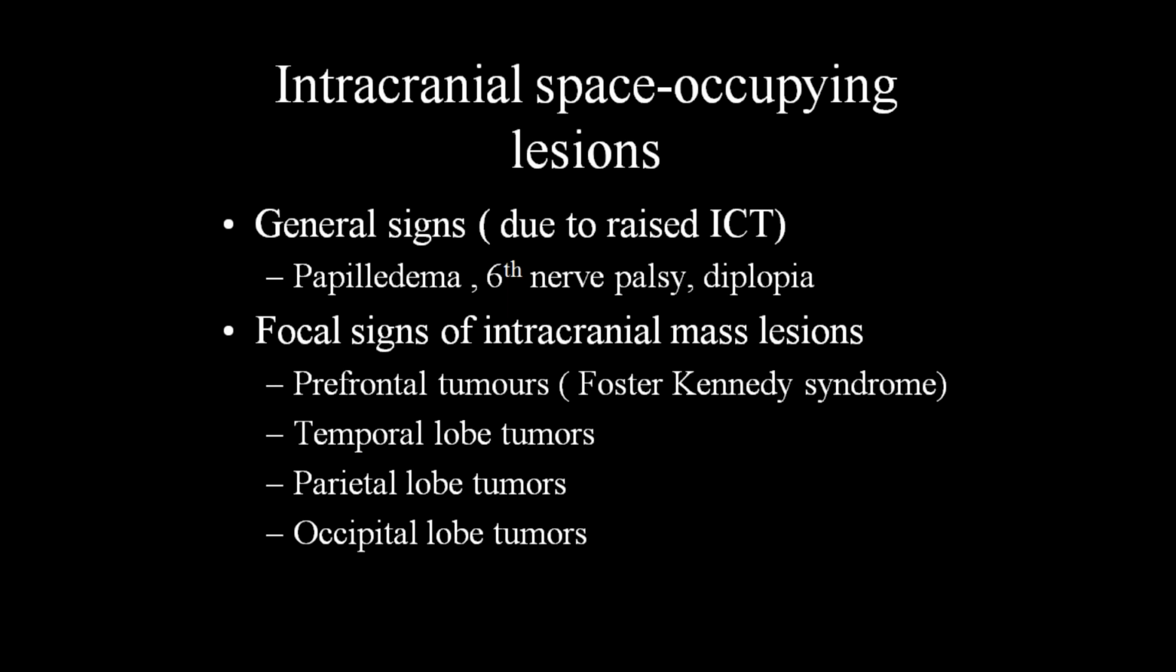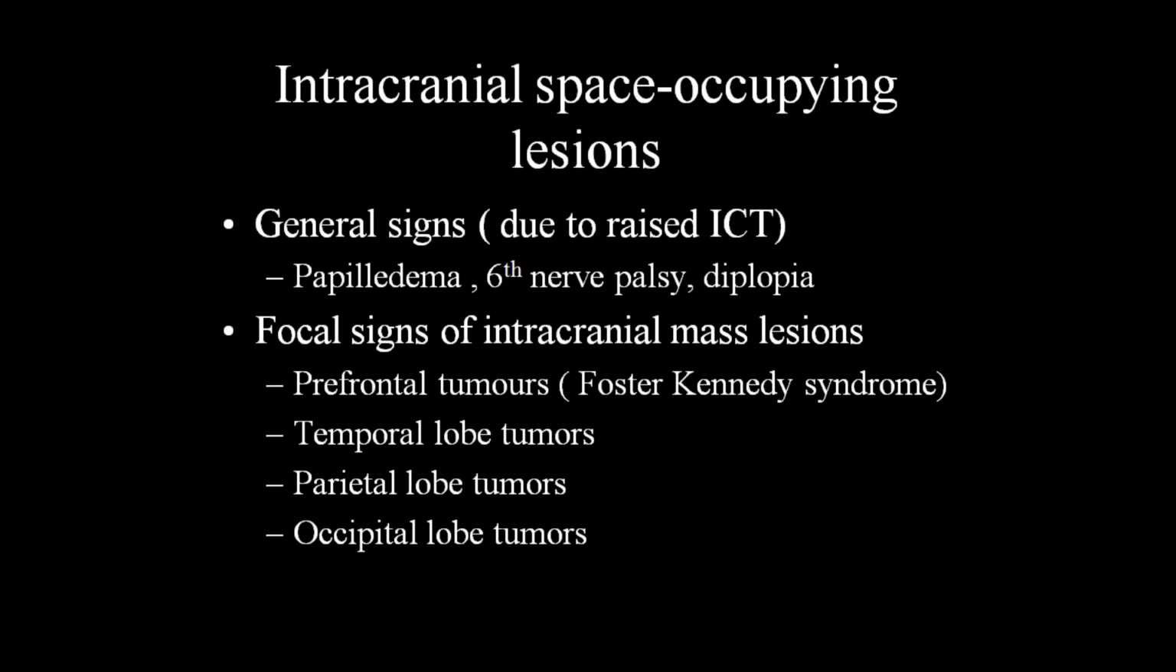There are many other focal signs of intracranial space occupying lesions, like prefrontal tumors, temporal lobe tumors, parietal lobe tumors, and occipital lobe tumors. Depending on the location of the tumor, they have various ocular manifestations. If it is a prefrontal tumor, then the patient is likely to have Foster Kennedy syndrome. On the side where the tumor is, the patient will have optic atrophy, and in the other eye the patient will have papilledema. Such a condition is called Foster Kennedy syndrome.